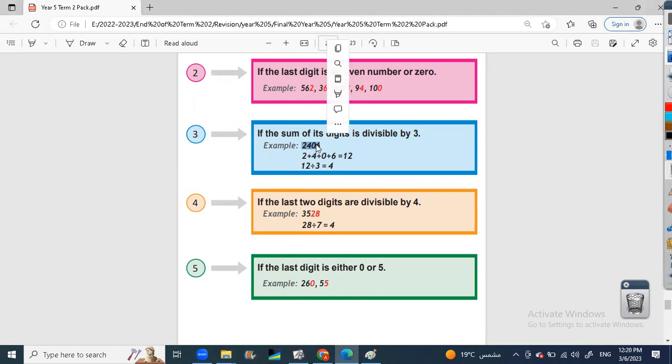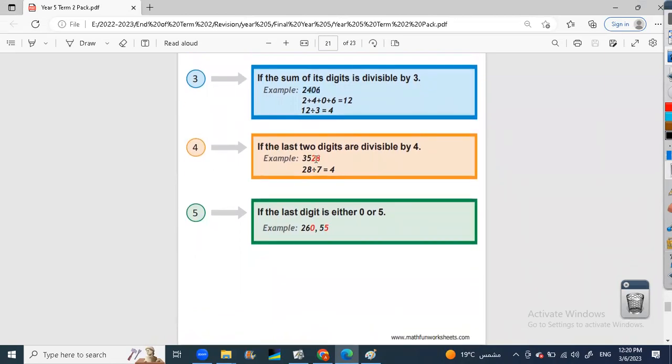If I want to know if it's divisible by 3, add the digits up. 2 plus 4 is 6, plus 0 is 6, plus 6 is 12. Is 12 in table 3? Yes. So this number is divisible by 3. So again, to know if it's divisible by 3 or not, add all the digits of the number up. Ask yourself, is the answer of addition in table 3? Here it gives us 12. Yes, in table 3. So the whole number is divisible by 3. But Mister, if he gave me, for example, 13, is 13 in table 3? No. So the number is not divisible by 3.